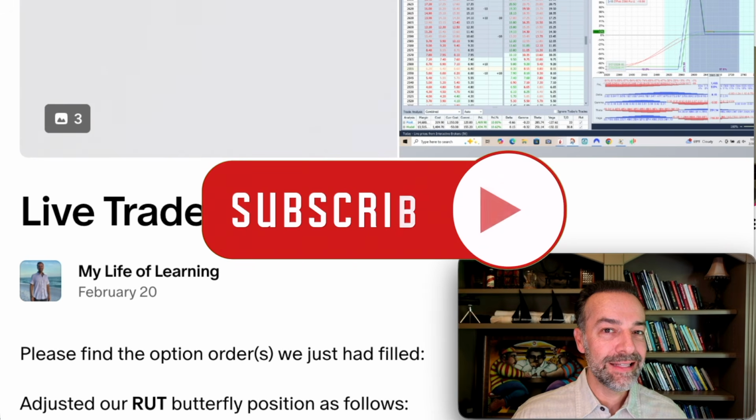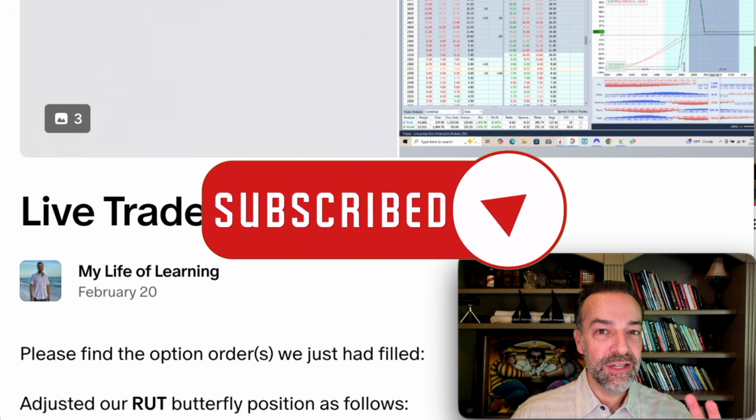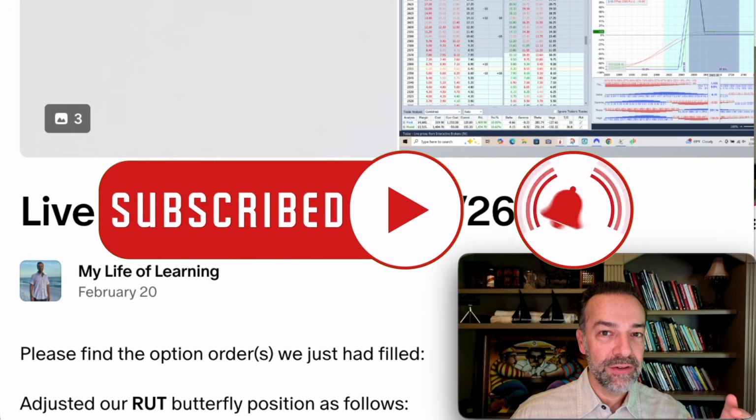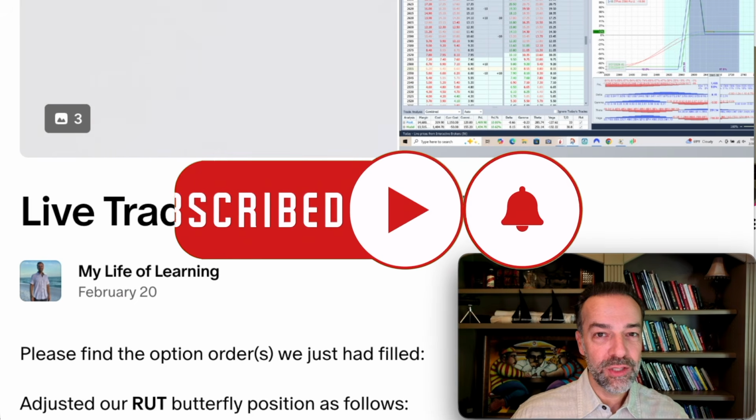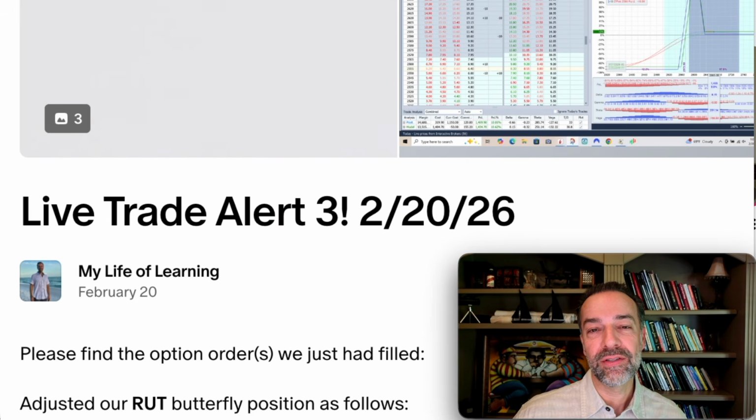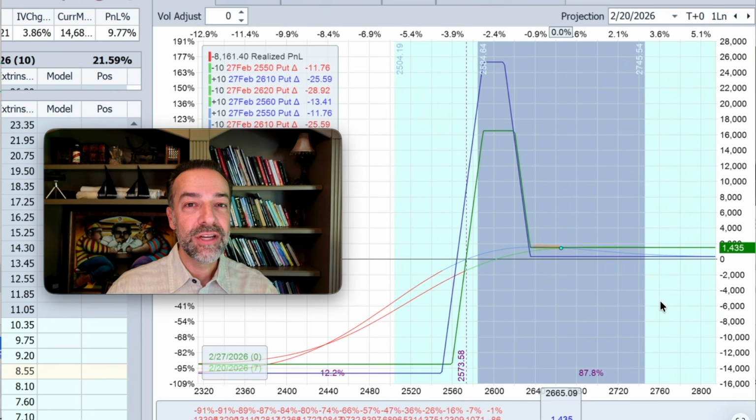Fast forward just 10 days later to February 20th, and I adjusted this position again. Remember, I'm trying to decrease risk and increase profit potential as the trade progresses. Let's look at how I adjusted the risk and adjusted the profit potential. Blue line is before the adjustment, green line is after. Notice what I've done here.